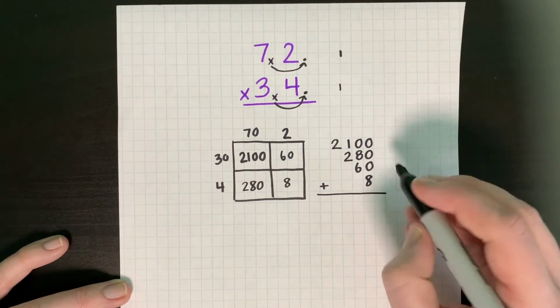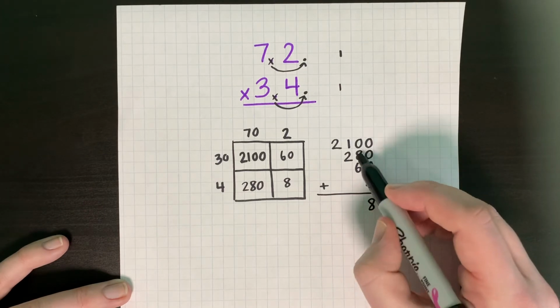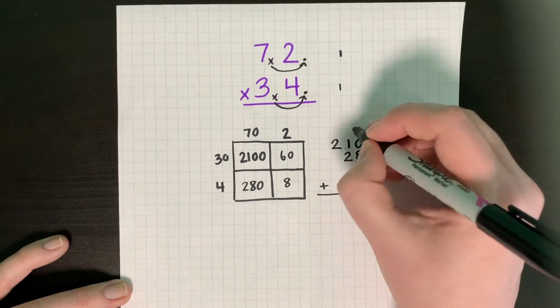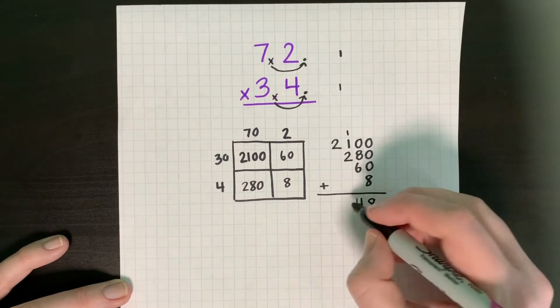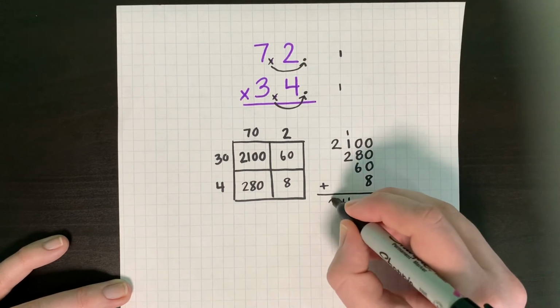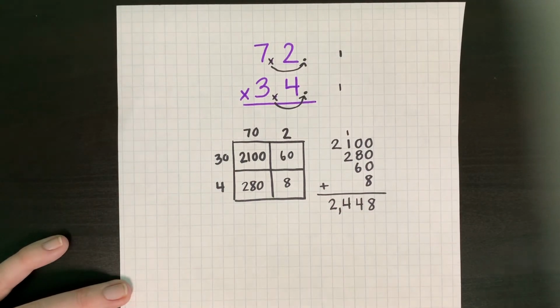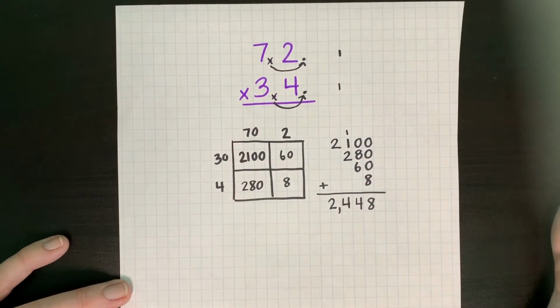Okay. 8 plus 6 is 14. Carry the 1. We have 4 here and bring down our 2. So our answer is 2,448. But since we're working with decimals, we have to remember to add back in those decimal places.